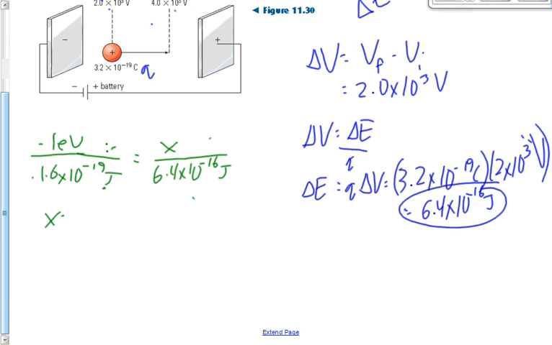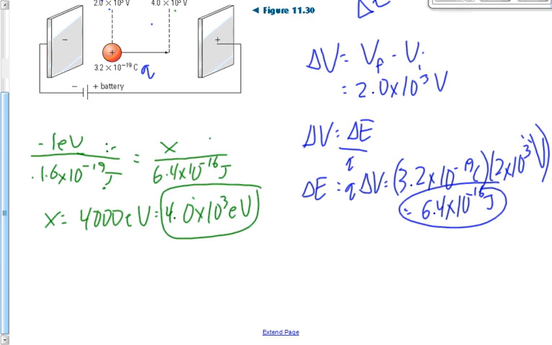When we do that math, let's solve for x there. It works out to be, what is it? 4,000? And we can round that to 4.0 times 10 to the 3 electron volts.